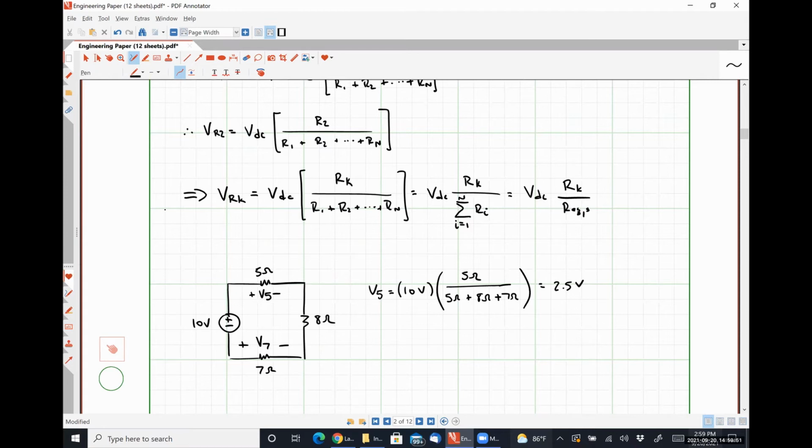Right? So in this case, V7 would be negative 10 volts times 7 ohms over 5 ohms plus 8 ohms plus 7 ohms. So gosh, let's see, that's going to be 70 over 20, which is negative 3.5 volts, right? I did my mental math correctly.